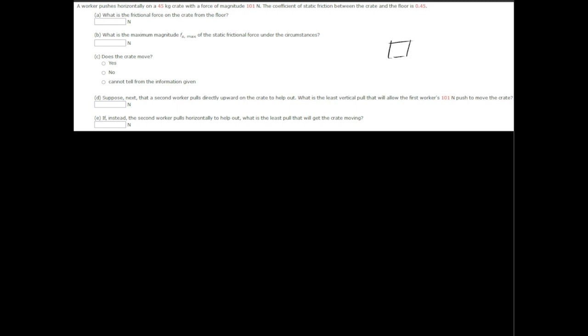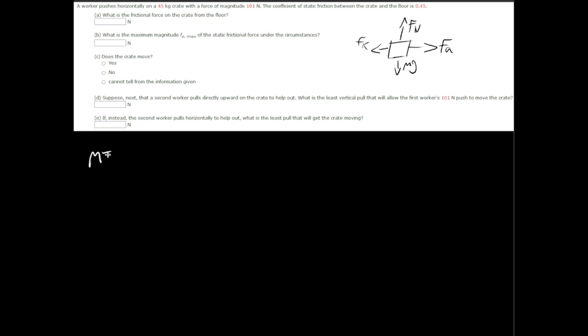So there is a box here, and it has a force acting on it of 101 newtons, but just to illustrate, that's the force. Then it's going to have the force of friction. It's going to have the normal force, and of course, mass times gravity. So from here, we can actually list what we have.